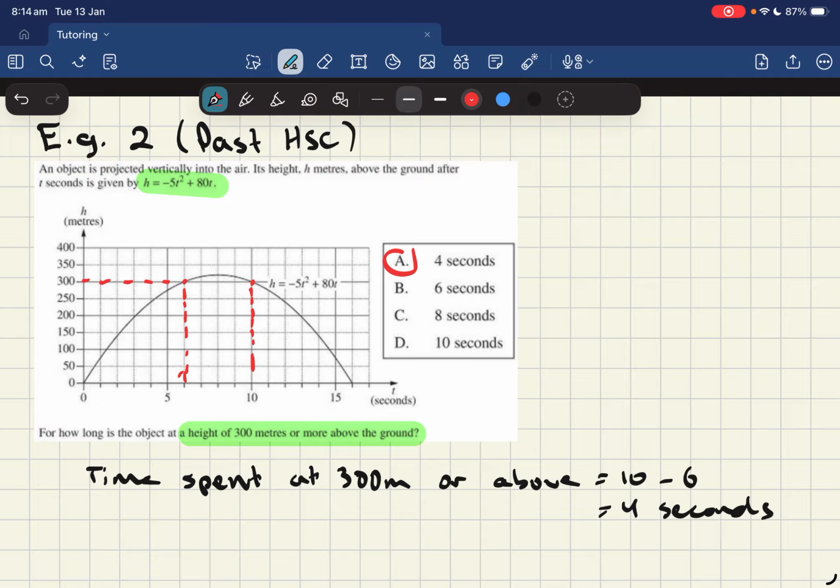That brings us to the end of the video. This is how we can use our quadratic models, both interpreting one that's already been drawn, like in this example, or drawing our own quadratic function and answering the questions in the previous example.